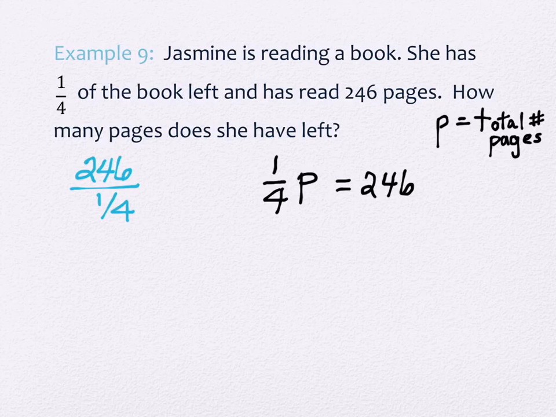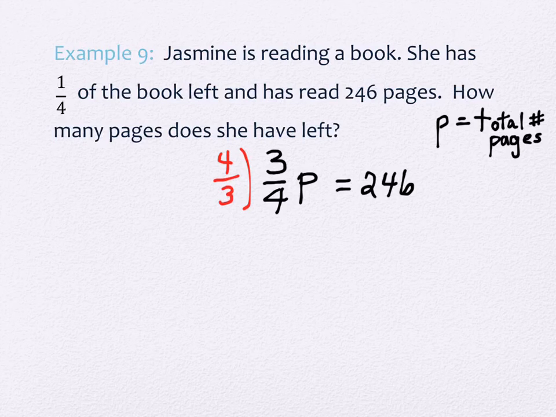So I think, Catherine, you're suggesting maybe we want to do a 3/4 here. Does that sound right? Okay, so it says she has 1/4 of the book left and she has read 246 pages. So she's actually read 3/4 of the book. Are you guys with us? Make sense for everyone? Okay. All right, then what would I need to do in order to solve this particular equation? Good. Multiply by 4/3.